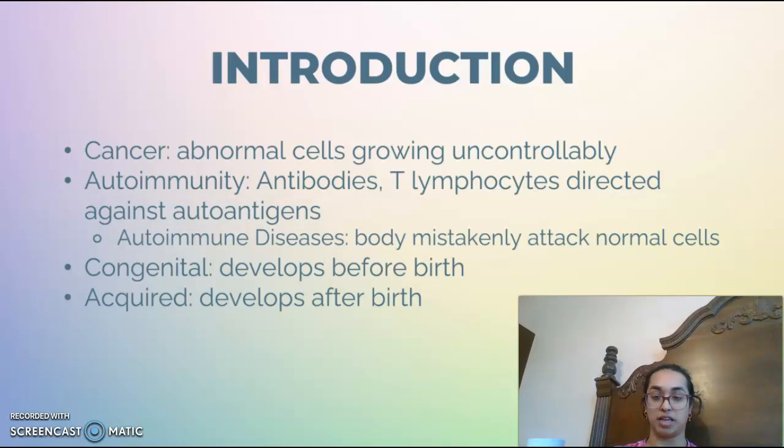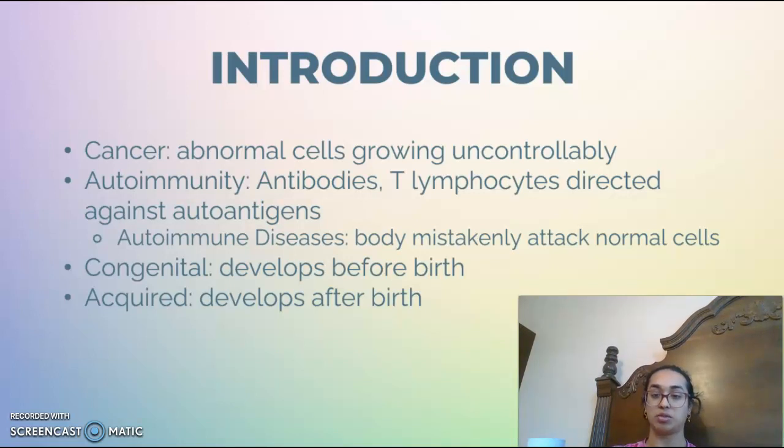Autoimmunity is the presence of antibodies which are made by B lymphocytes and T lymphocytes directed against normal components of a person's body. These components are called autoantigens or self-antigens and typically consist of proteins or proteins complexed to nucleic acids. The antibodies and T lymphocytes that recognize autoantigens are called autoantibodies and autoreactive T cells.